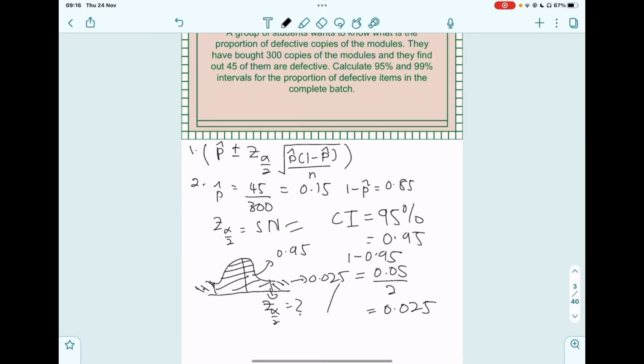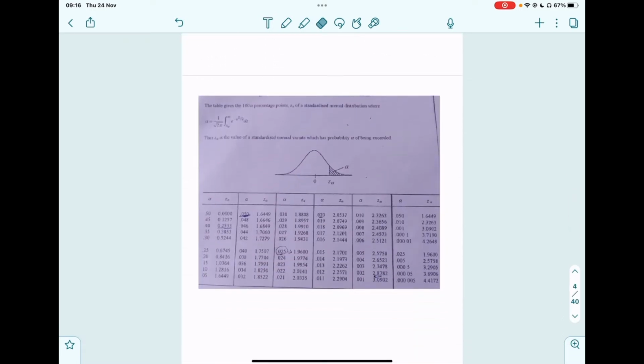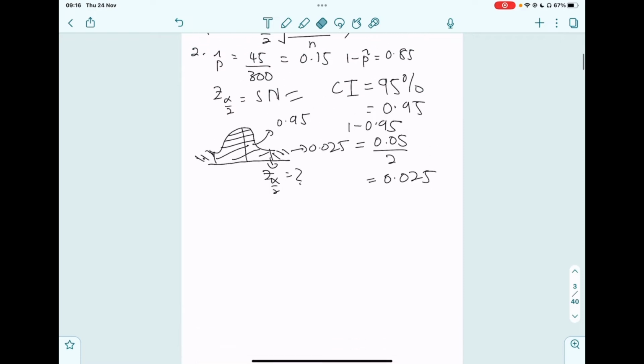I got the stats table right here, which is a percentage, and I already rounded 0.025 right here for all of you. We can see that 0.025 represents this alpha value, which is 1.96. So this is the Z score for this question. Our Z score will be 1.96.